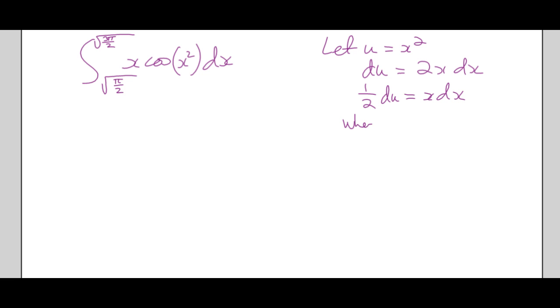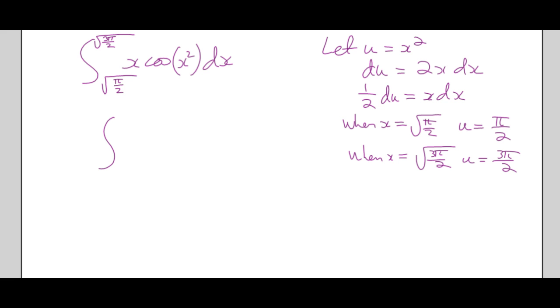So when x is equal to the square root of pi over 2, u is just equal to pi over 2, because u is x squared, so that worked out nicely. And when x is equal to the square root of 3 pi over 2, u is x squared, so it'll just be positive 3 pi over 2. So we have new bounds of integration. Let's match them up properly. The root pi over 2 is pi over 2.